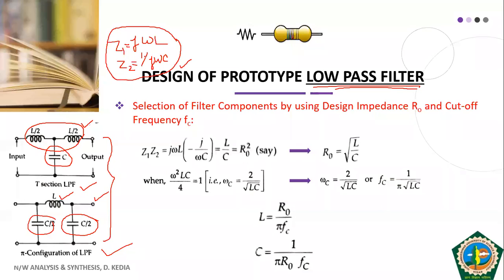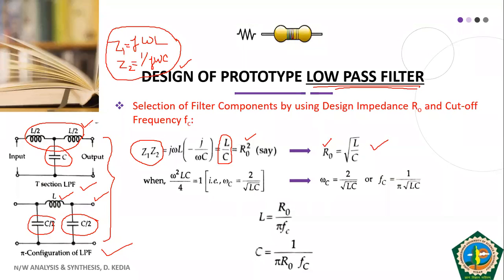Now, since we have seen Z1 and Z2, first let us see whether it is following the main definition of your prototype filter or constant K filter. So what we do, we obtain Z1 into Z2, and this product should be a constant. If we do that, we get the value L by C, which is nothing but a real number and a constant value, that is K. We have represented that K as equal to R naught square, where R naught is your design impedance, as we have already seen. From this expression, we get R naught equal to under root L by C. If you are given L and C, you can easily determine the value of design impedance, that is R naught.